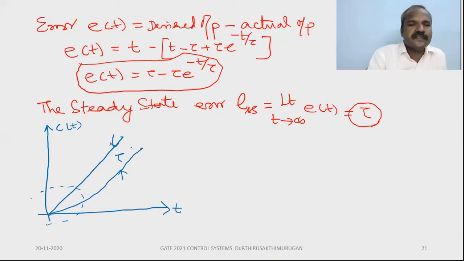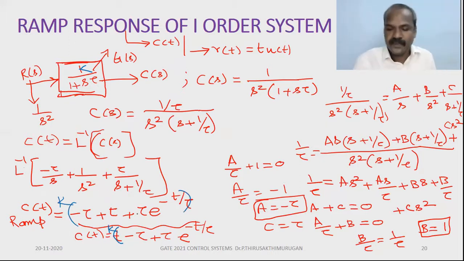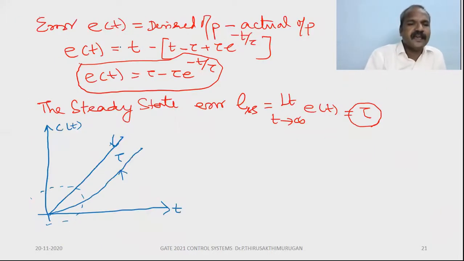In this equation we applied a unit input, a unit ramp input. Suppose the system has gain k, then we should add k to this expression. So this is k times this entire expression, and in that case the error is also k times this.